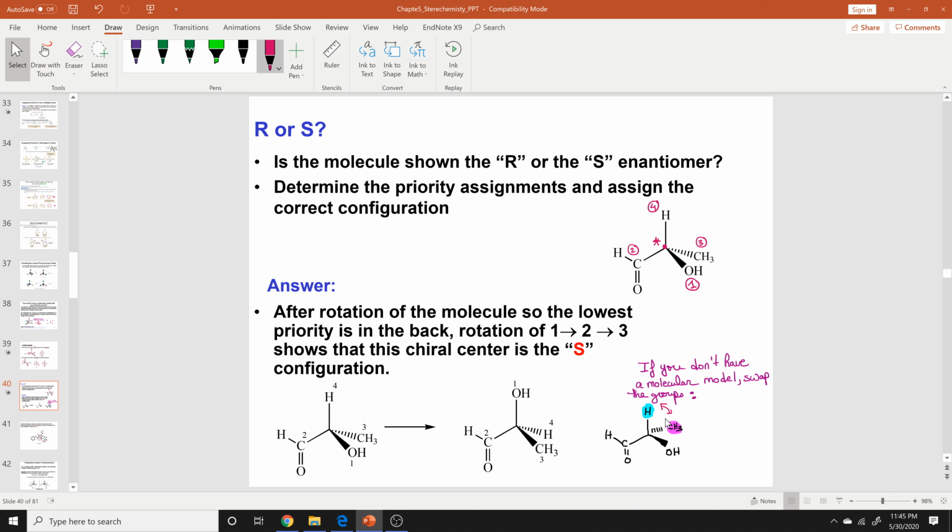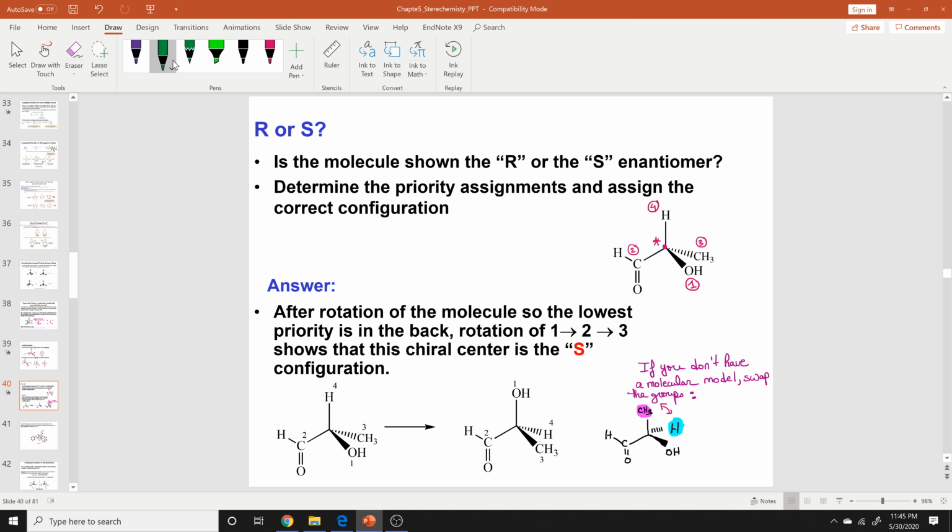So I'm just going to take the CH3, and see that hydrogen, I'm going to take this hydrogen here. Okay, it's going to let me. Here you go. So this is the hydrogen. This is the CH3, just to swap those. And now I have my lowest priority group behind.